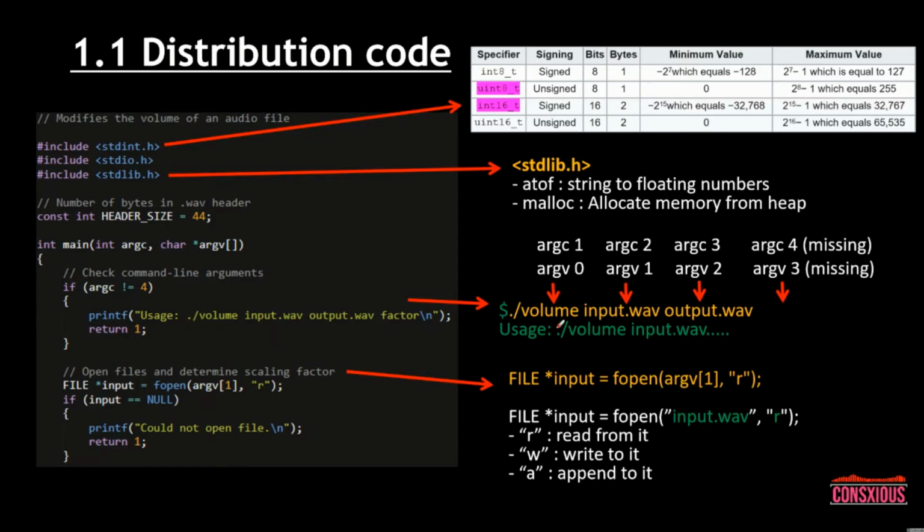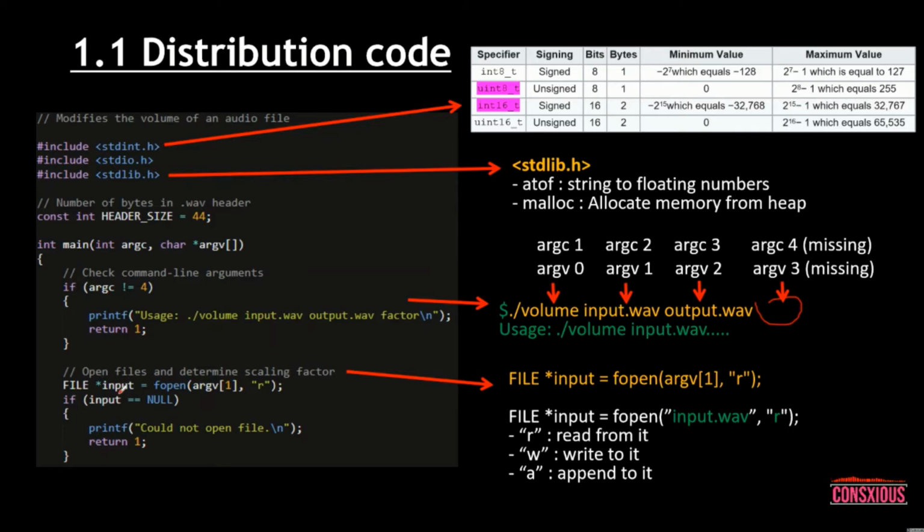Basically, it means that when we key in this command line, you can see here argc is 4. So this is argv[0], argv[1], argv[2], argv[3]. We should have exactly 4 here, and if it is less than 4 or more than 4, it will print this statement here.